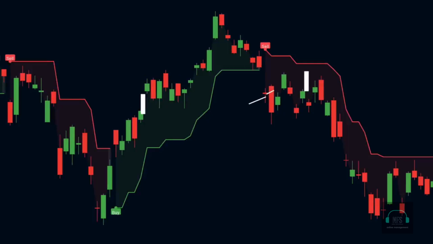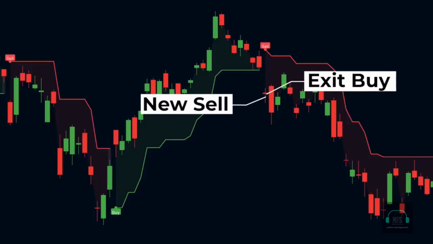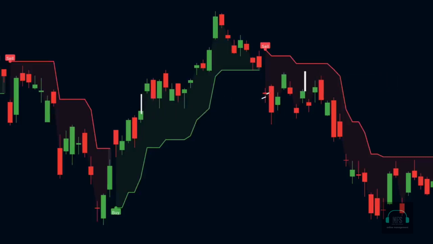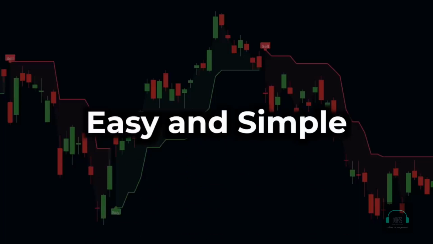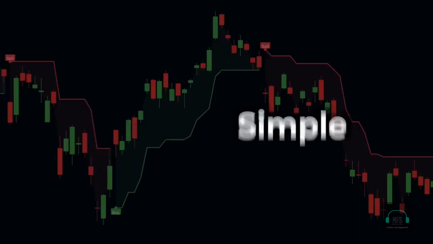This means that, whenever we exit a trade, we will create another trade in the opposite direction at the same time. For instance, if we are exiting a buy trade here, we will create a sell trade as soon as we exit our buy position. It is as simple as that. Once I reveal to you the strategy, you will find it extremely easy and simple to implement.